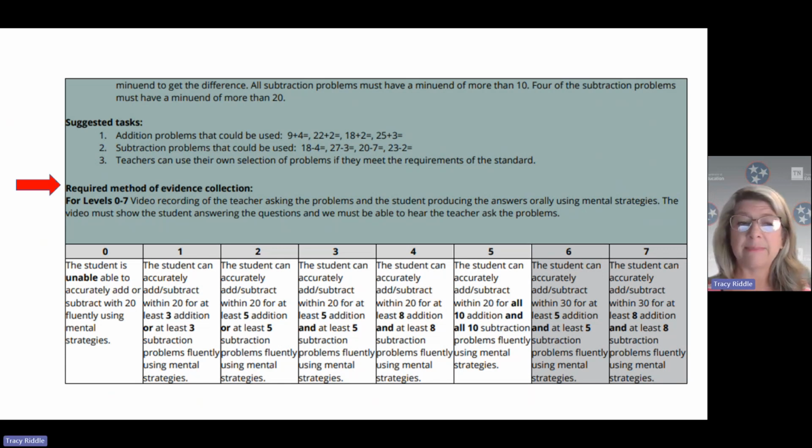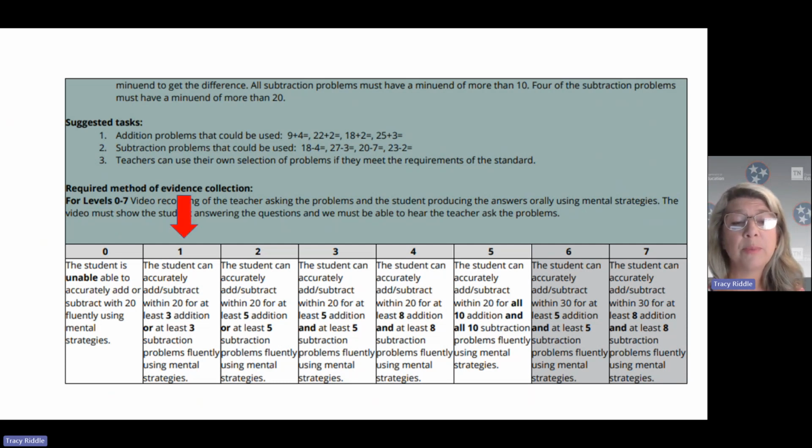Once you have your assessment, it is time to score the assessment. If the student is unable to accurately add or subtract within 20 fluently using their mental strategies, that is the score of a level 0. So in those first grade tasks, when you have asked 10 addition and 10 subtraction, they were not able to get any correct. That's 0.